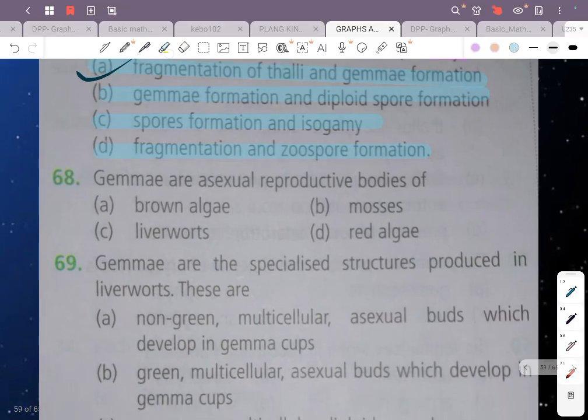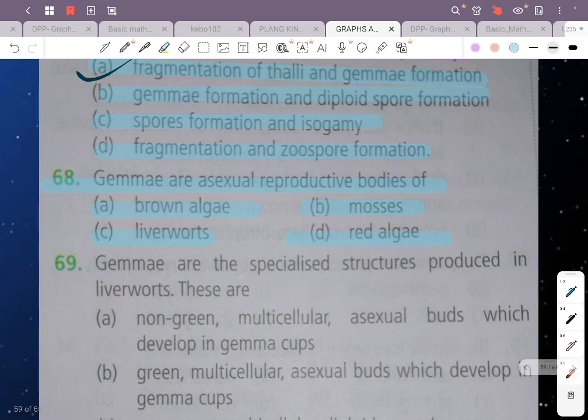Moving on to the next question. Gemmae are asexual reproductive bodies of what? A. Brown algae, B. mosses, C. liverworts, or D. red algae. What do you think is the correct answer here? Come on, do let me know. Now the correct answer here would be C.